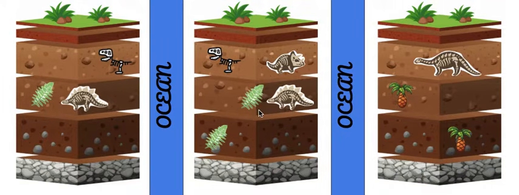I can also tell how long things lived. In general, each layer of dirt represents several million years of time. So again, here, T-Rex lived for a shorter period of time than this plant because this plant is in more layers. If it's in more layers, it must have lived longer.